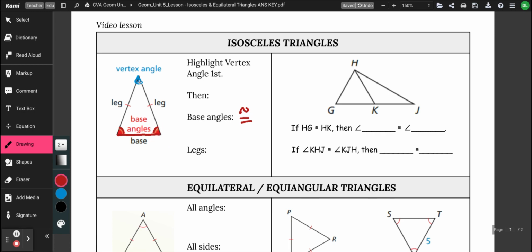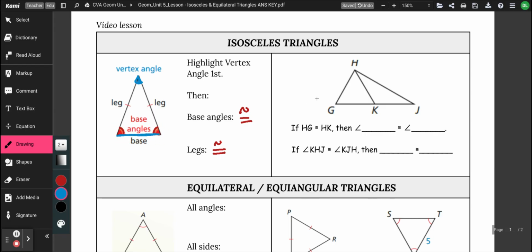So we have one vertex angle and one base, which is a side. The other two then are going to be your legs, and the legs are also going to be congruent. So two congruent legs, two congruent base angles, and then your vertex angle and your base go opposite of that. Let's actually make that blue so those go together.